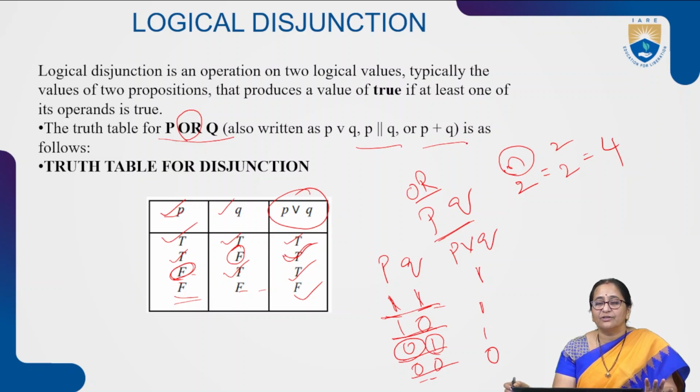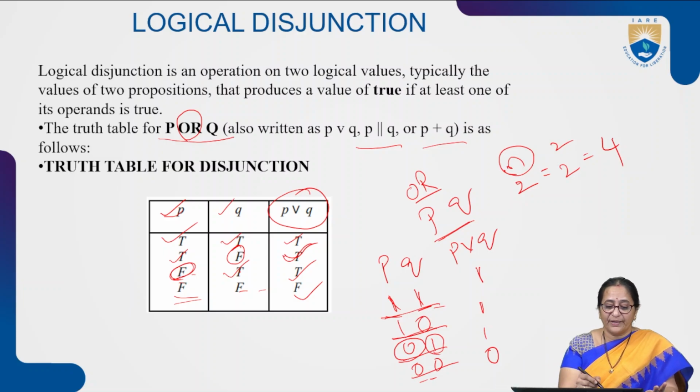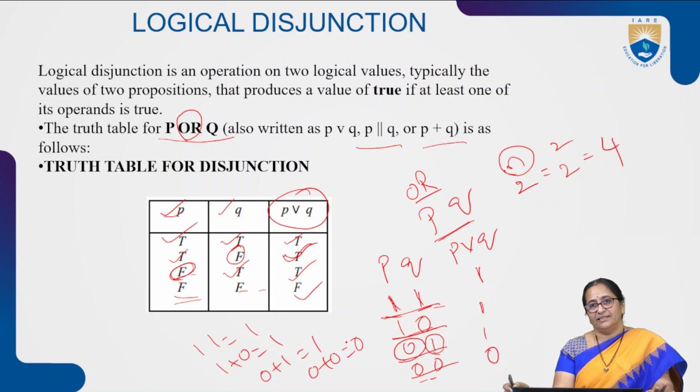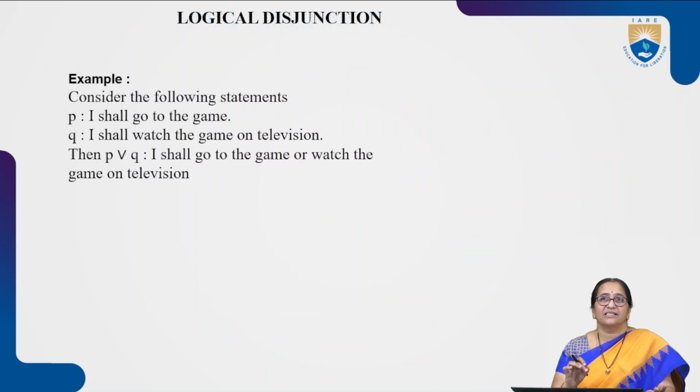This is similar to our addition operation. In addition, we have 1 plus 1 equal to 1, 1 plus 0 is 1, 0 plus 1 is 1, 0 plus 0 is 0. Like that, how we perform an addition operation on two statements, this is similar to that one. This is about the logical disjunction, that is the tabular form, that is the truth value.